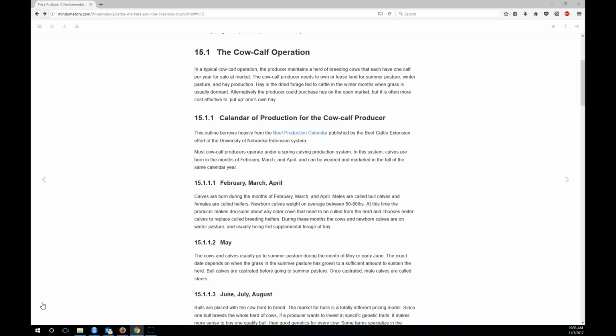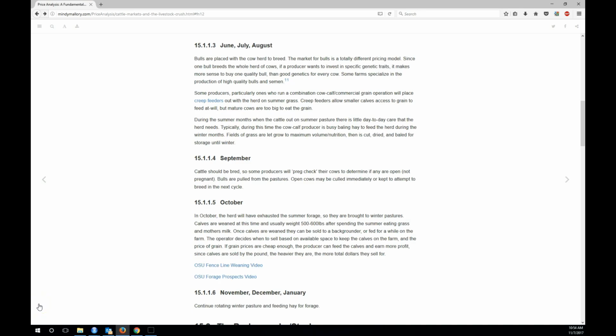And usually before you take the cows and calves to grass, you'll work the calves, and that usually means that bull calves get castrated. And after a bull calf has been castrated, then it's called a steer. So during June, July, and August, the summer months, the cows and the calves are out on summer pasture, and they're pretty low maintenance at this point.